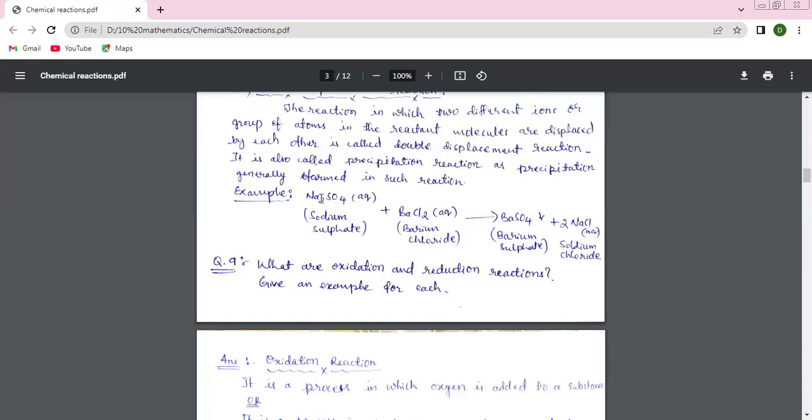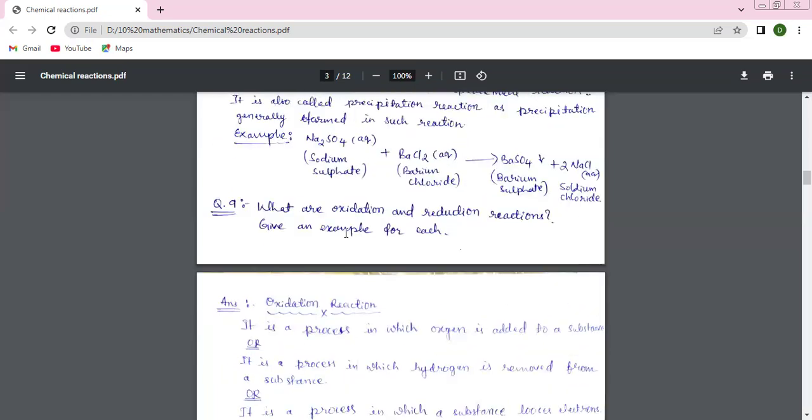And this sodium, when it separates from the sulfate, it combines with chlorine to make sodium chloride. So in this way, double displacement takes place in this chemical reaction, and two different products are formed, and hence this is called the double displacement reaction.